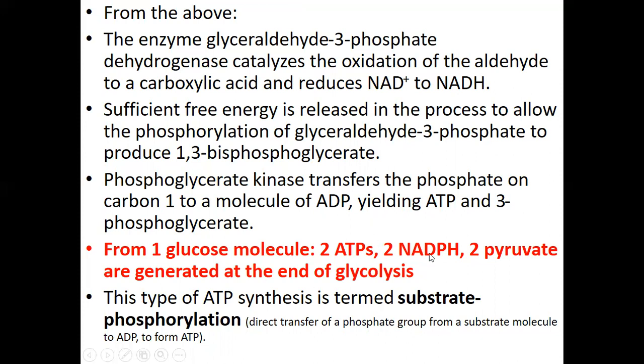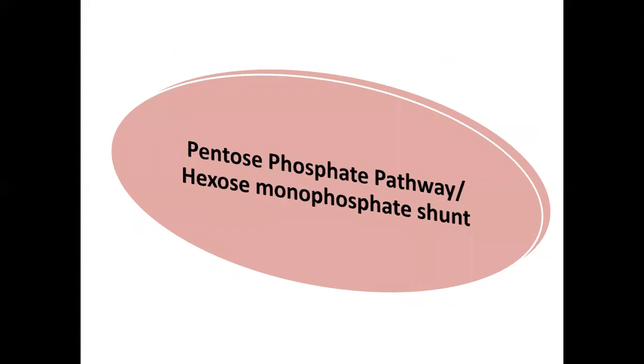In the process of glycolysis, the direct synthesis of ATP is known as substrate phosphorylation. That is, in the process of carrying out glycolysis, you have substrate phosphorylation taking place. That is the production of ATP. So that is for glycolysis.